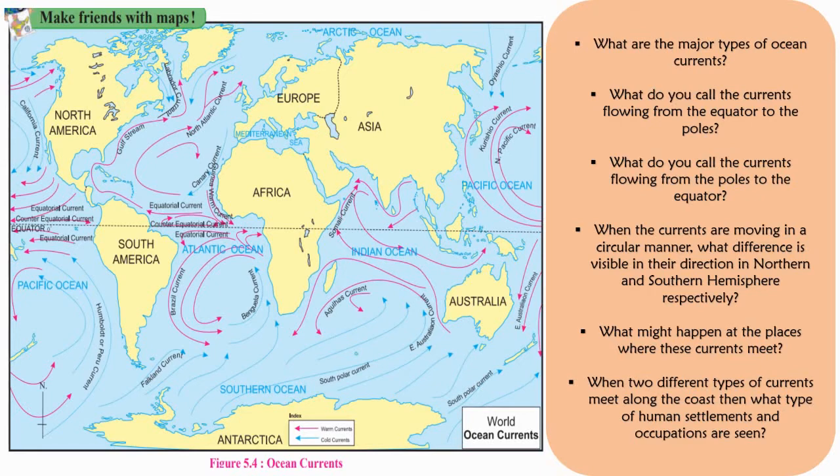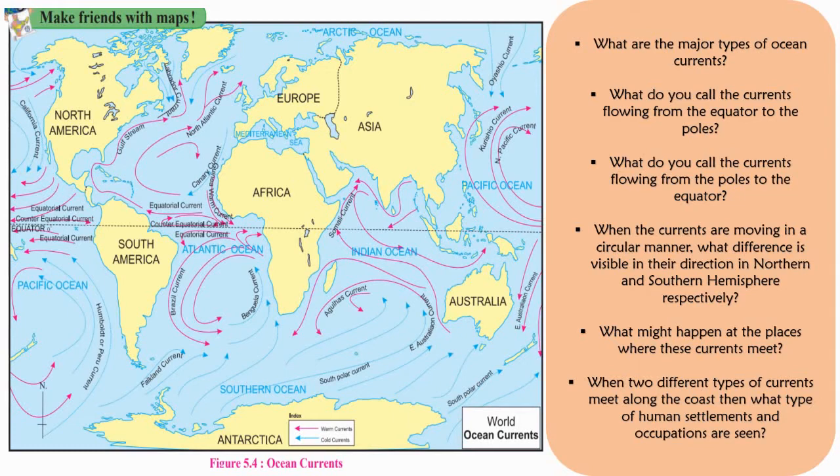When the currents are moving in a circular manner, what difference is visible in their direction in the northern and southern hemispheres respectively? When the currents are moving in a circular manner, we see that currents flow in a clockwise direction in the northern hemisphere and in an anti-clockwise direction in the southern hemisphere.